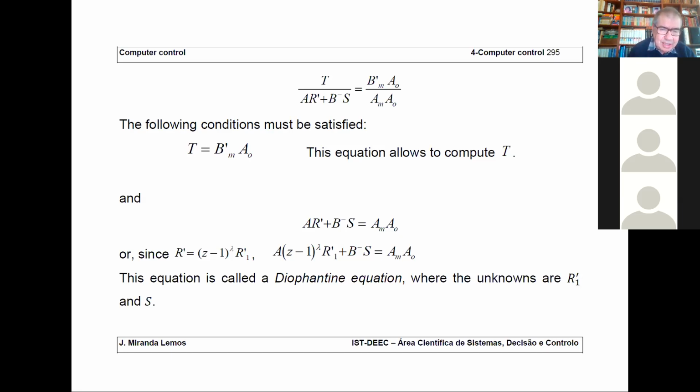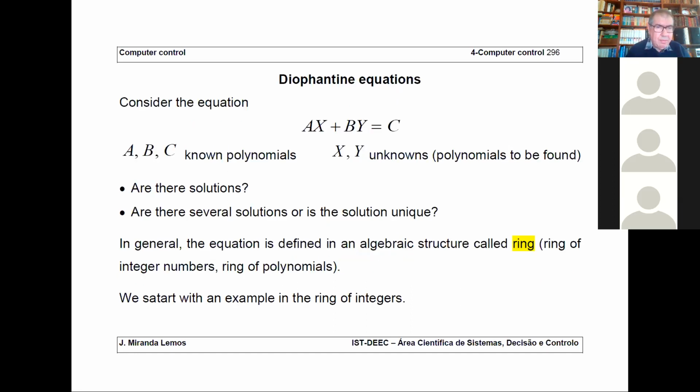So let's see some basic things about these equations. Okay, so let's do a small detour about the Diophantine equation. A Diophantine equation in polynomials is something like this. A, B, and C are polynomials. Okay, forget about the transfer function. This is just a general polynomial A, general polynomial B, and general polynomial C. And X and Y are the unknowns. They are polynomials that you want to find.